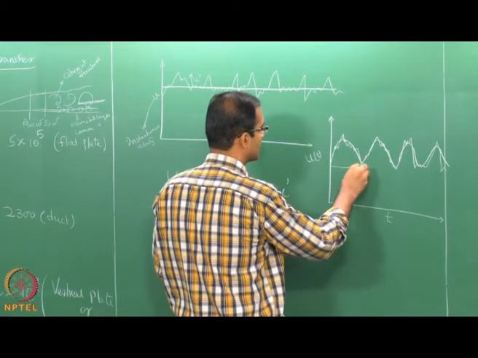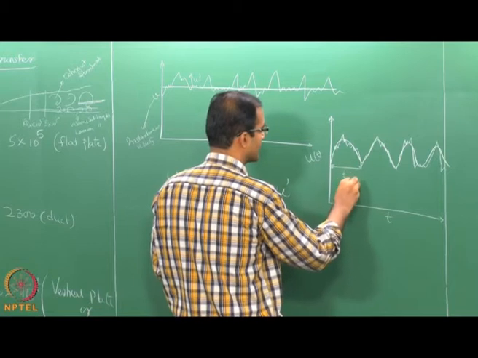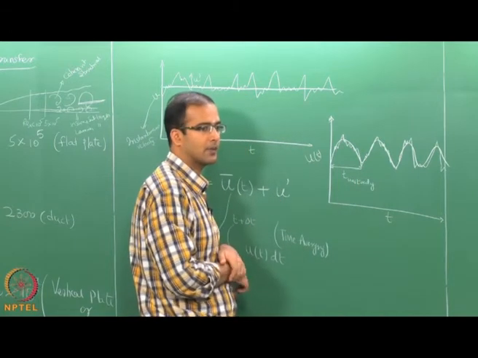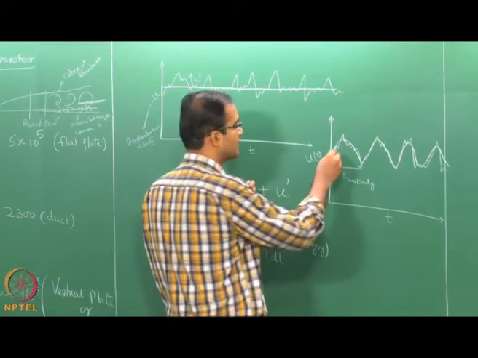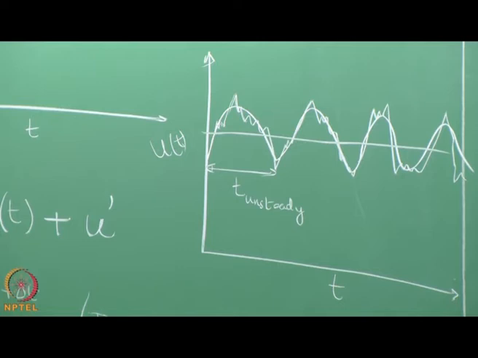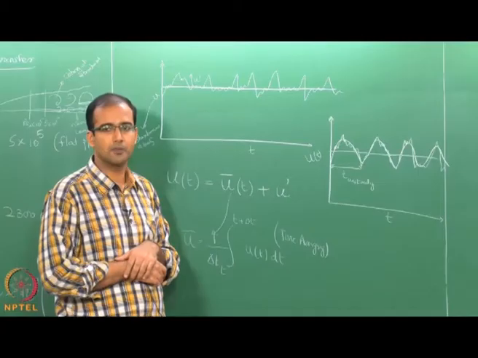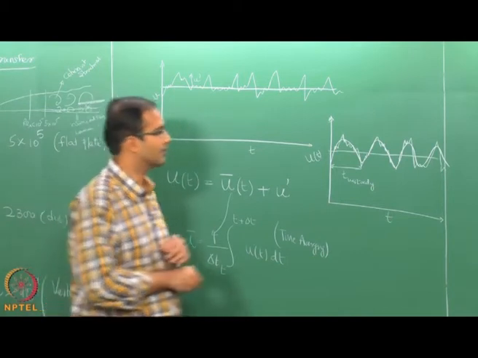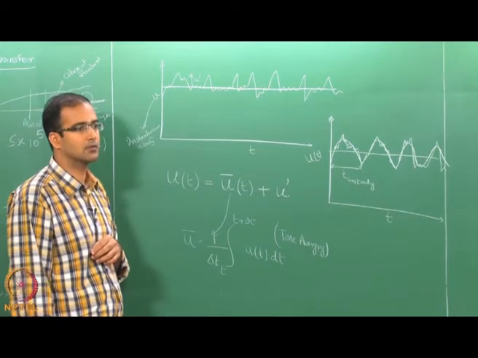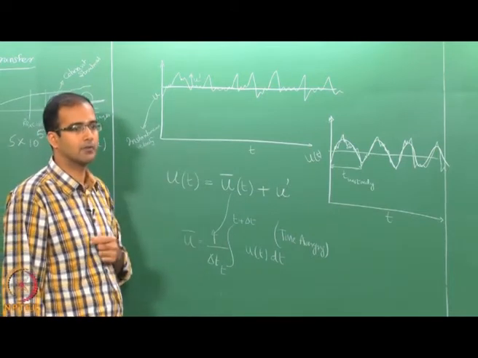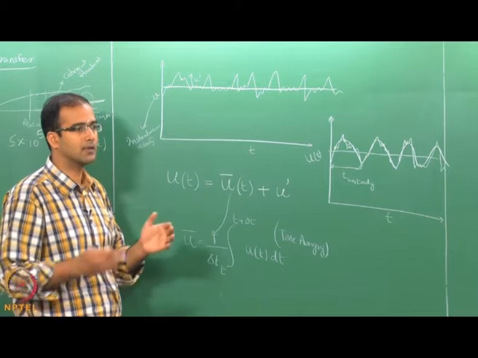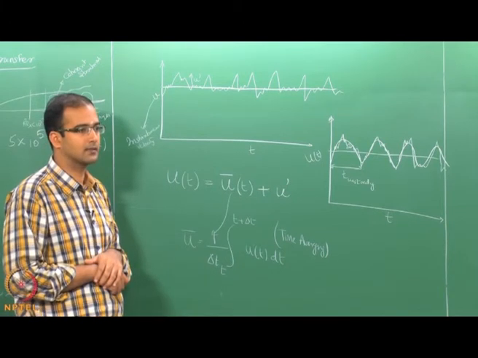So, suppose this is your time scale of the unsteadiness. Your delta t should definitely be smaller than this. If you apply a delta t larger than this time scale, you will only get something like this, right. So, it has to be smaller than the waviness time scale, but larger than the fluctuating time scale. These are the time scales of fluctuation which you want to smooth out. So, in order to smoothen the fluctuations, you need to apply a filter which is larger than the fluctuating time scale, but smaller than the time scale of the unsteadiness.